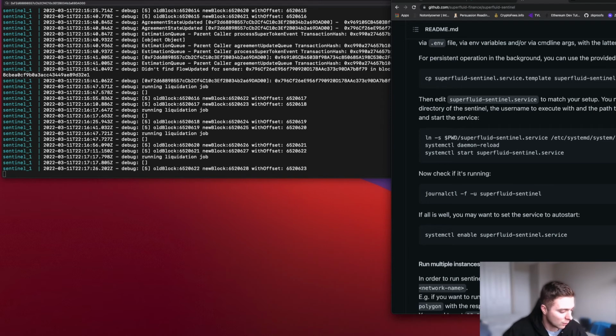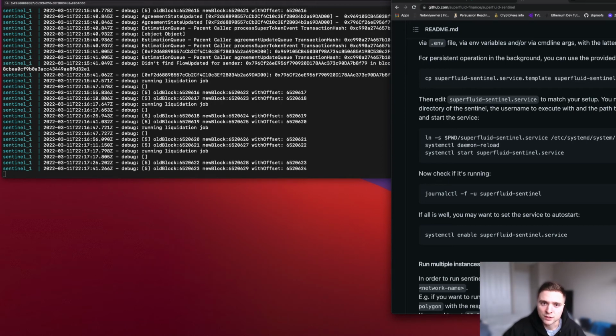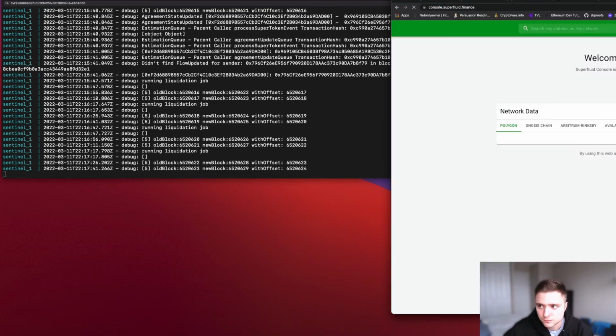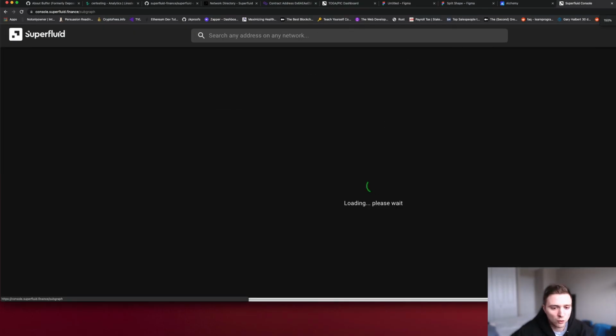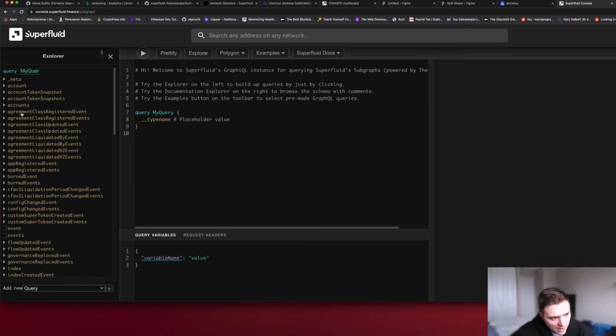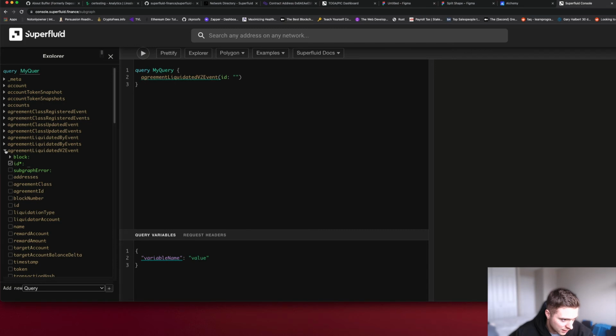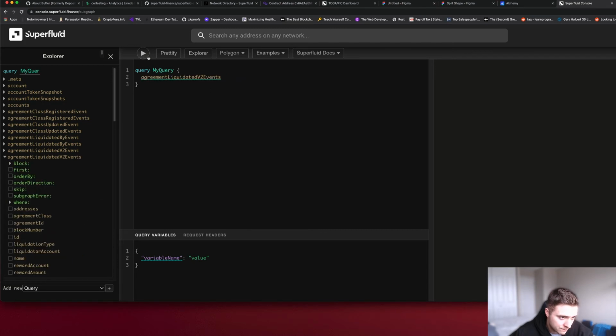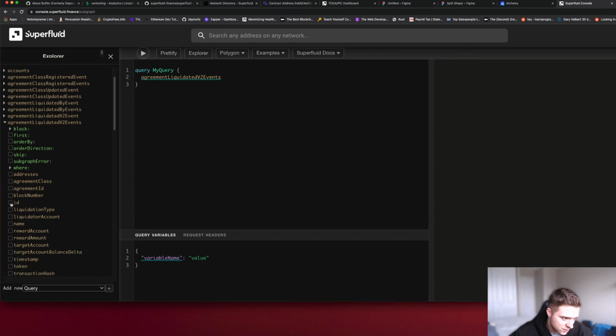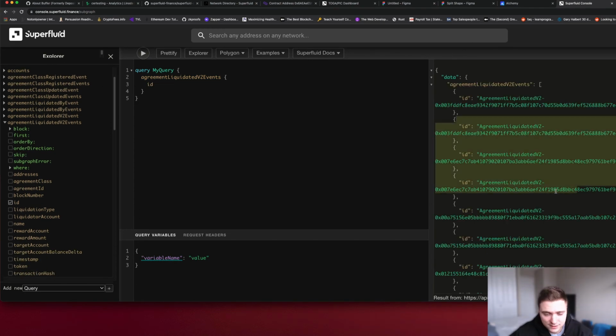So to finish off our session today, the last thing I want to do is show you how you can run queries to learn more about liquidations. Let's go to the Superfluid Console and zoom in. Let's go to the Subgraph Explorer. You can see here I have a few different query types that I can make about agreement liquidated events. So let me click on this here. And let's get just the ID to start, to show you that these are being listed.